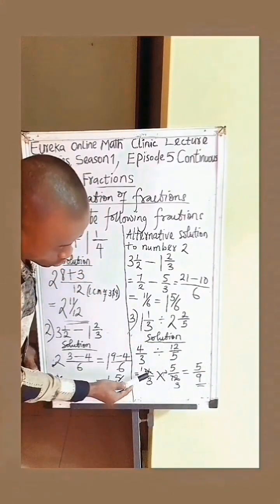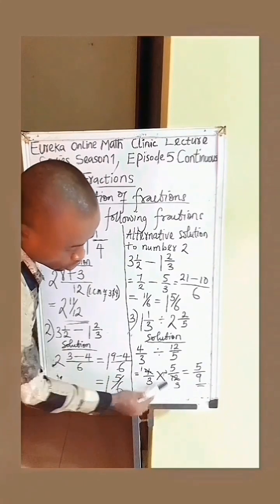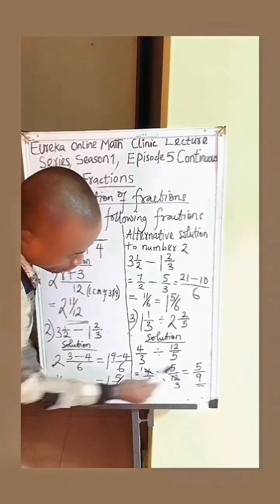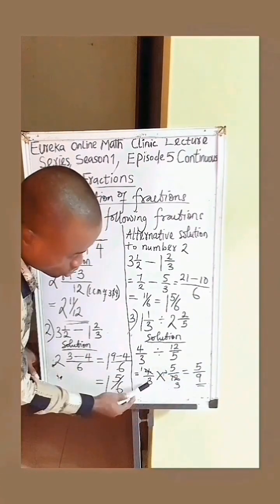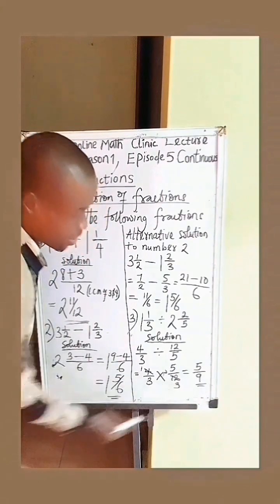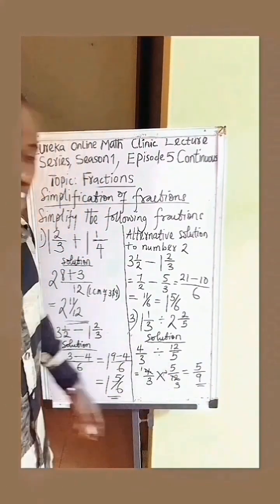Now we can cancel out. 4 here is 1. 4 here is 3. So finally we have 5 times 1 is 5, and 3 times 3 is 9. So we have our answer as 5 over 9.